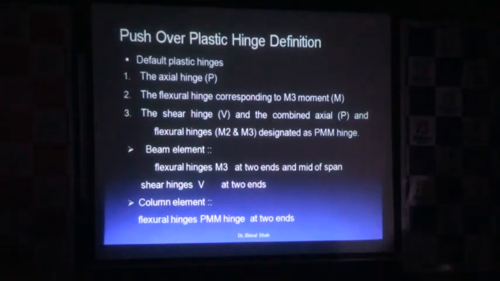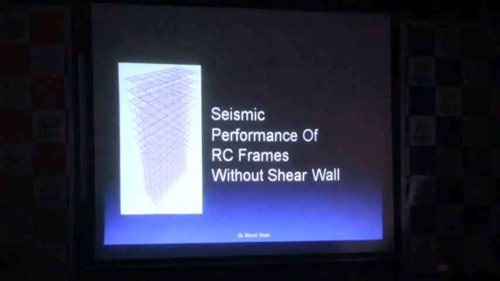And in the column elements, we had only defined PMM hinges, that is the axial and biaxial bending type of hinge, P, M2, M3, where M stands for M2 and M3 hinges at the 2 ends. And then the seismic performance of the RC frame without shear wall. This is a 3D model which was taken up.